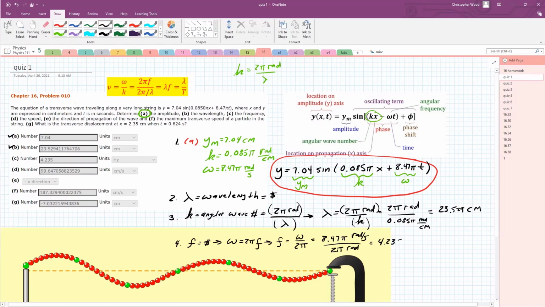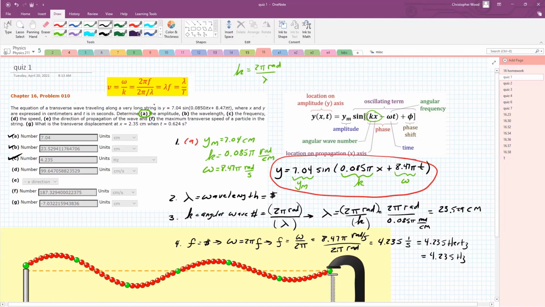What are the units here? Well, radians cancel, leaving reciprocal seconds. The answer is 4.235 reciprocal seconds, which can be written as 4.235 hertz, because a hertz is a reciprocal second, or just 4.235 Hz. Done with C.